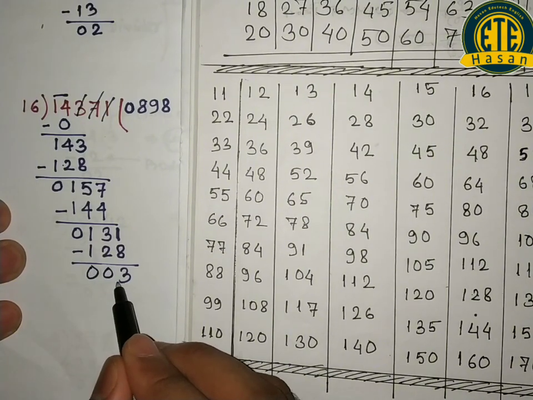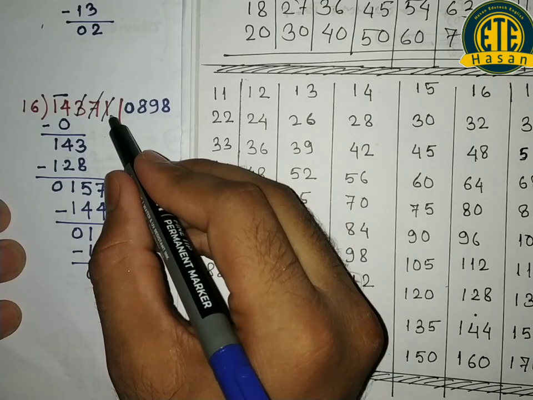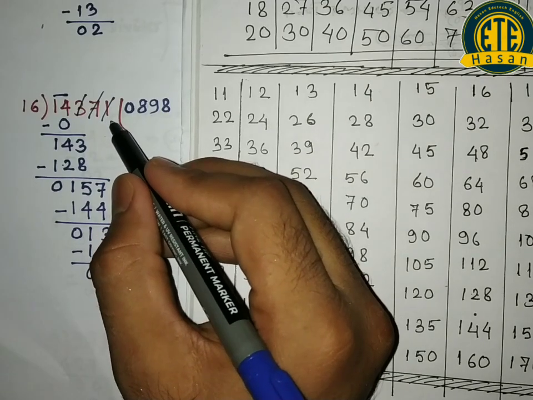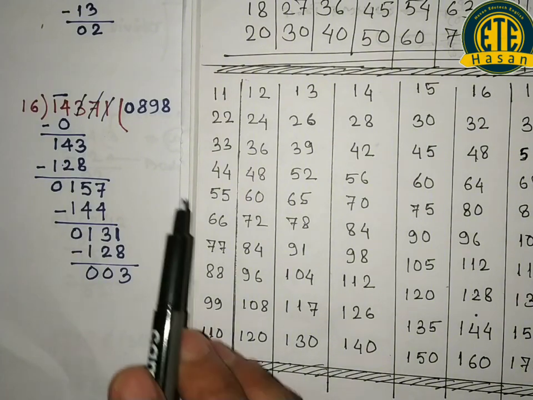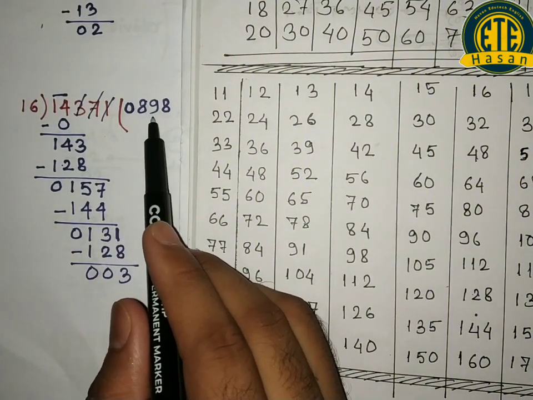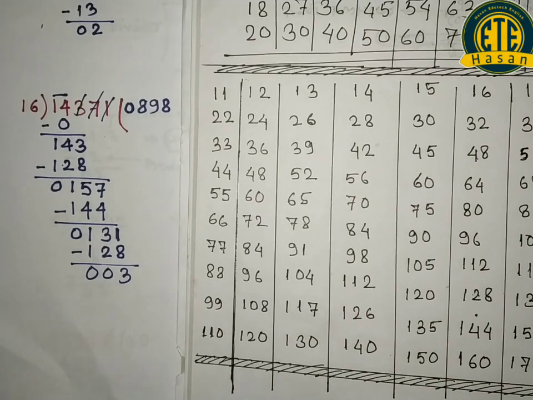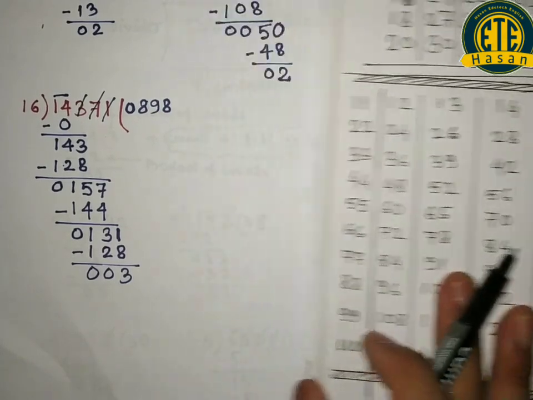After subtracting, we have to write down our next number. Here, no next number is left. So our answer is over. What I have got is that the quotient is 898 with remainder 3. So you have cleared this example also.